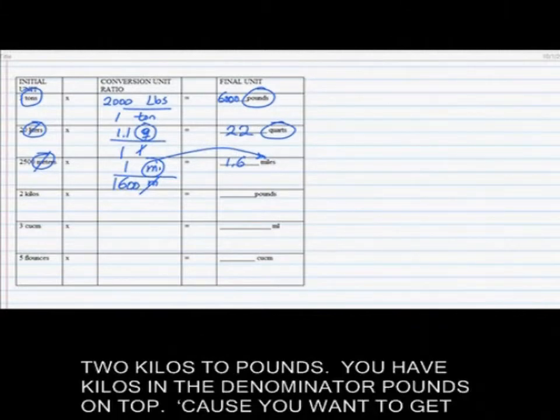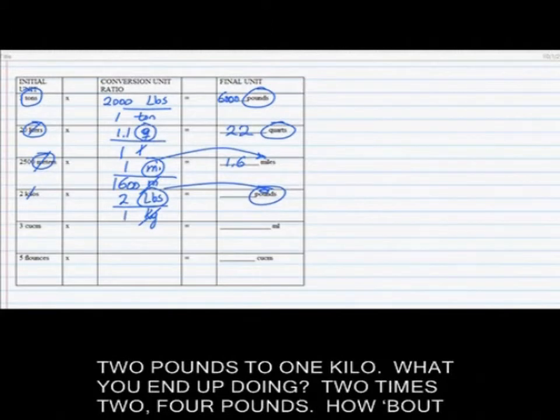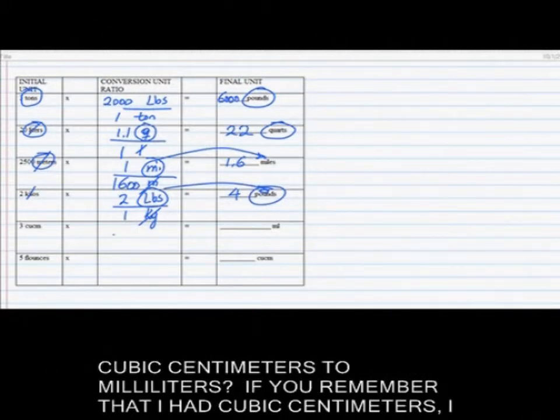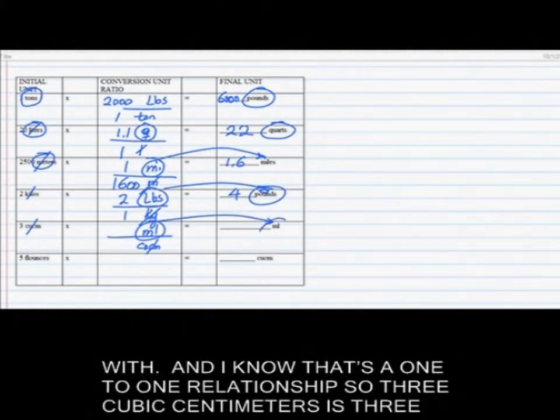2 kilos to pounds. You have kilos in the denominator, pounds on top, because you want to get rid of the kilos, and pounds is what you want to end up with. So what is the relationship? 2 pounds to 1 kilo. What did you end up doing? 2 times 2, 4 pounds. How about cubic centimeters to milliliters? If you remember that, I had cubic centimeters. I need to cross them out, and milliliters on top, because that's what I want to end up with. And I know that's a 1-to-1 relationship, so 3 cubic centimeters is 3 milliliters.